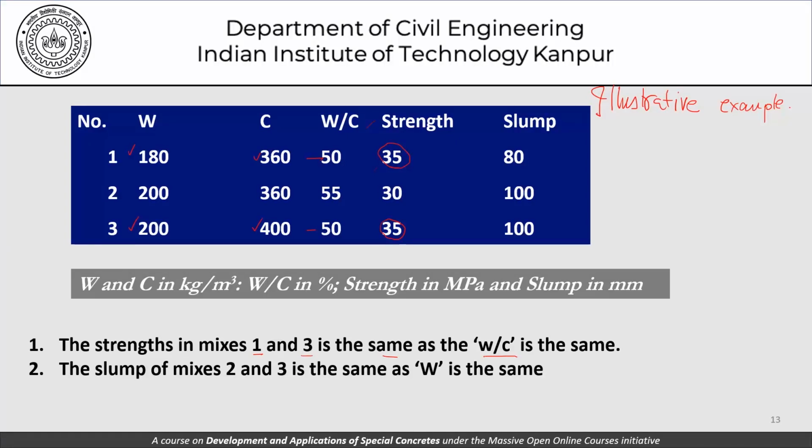The second conclusion: the slump of mixes 2 and 3 is the same as the water content is the same. So if we look at 2 and 3, both of them have 200 kgs as the unit content of water, and therefore the slump is the same. Don't care about the values 100 or 95 and so on. The principle is that since the water content is the same, the slump will be the same.